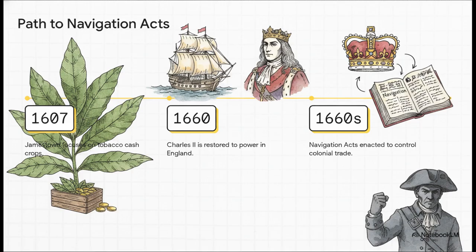Fast forward a bit to 1660, King Charles II gets restored to power. He wastes absolutely no time trying to flex England's global muscles, and he does this by passing the Navigation Acts in the 1660s. These acts strictly regulated colonial trade to keep the wealth locked inside the empire. But as you can probably guess, colonial merchants were definitely not thrilled about having their hands tied like this.